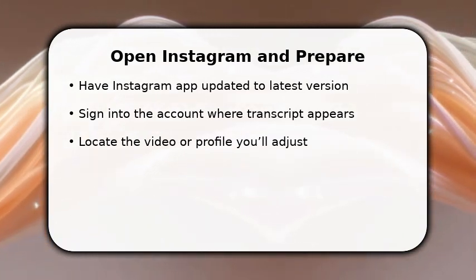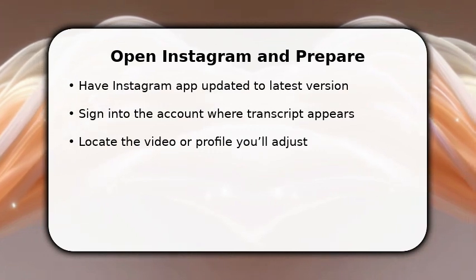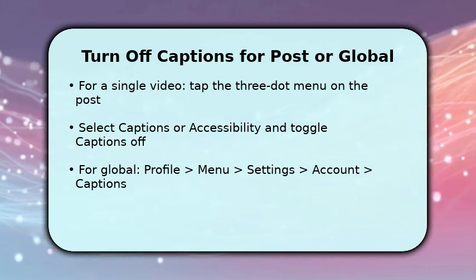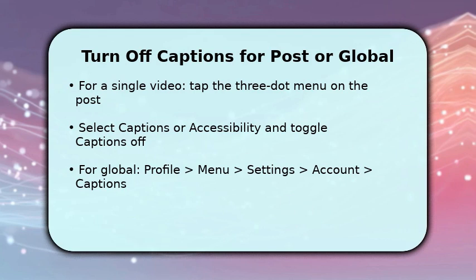You'll now remove the transcript. For a single post, tap the three-dot menu on that video, choose Captions or Accessibility and switch Captions off. That stops the transcript on that specific item.